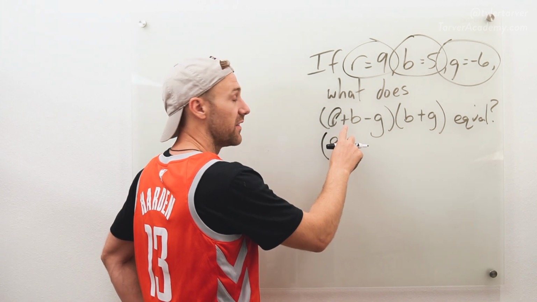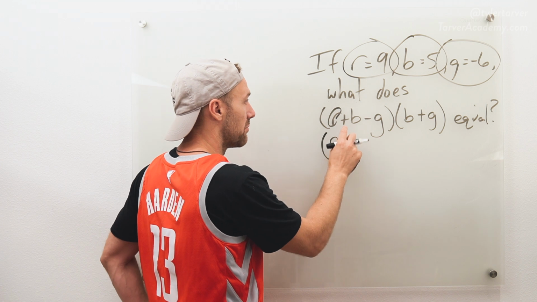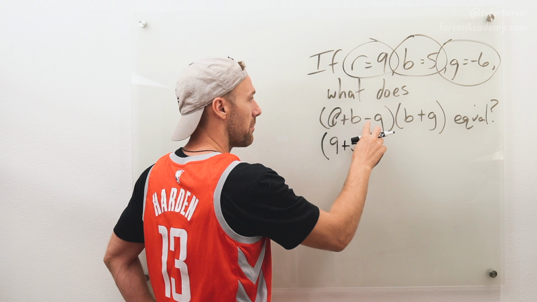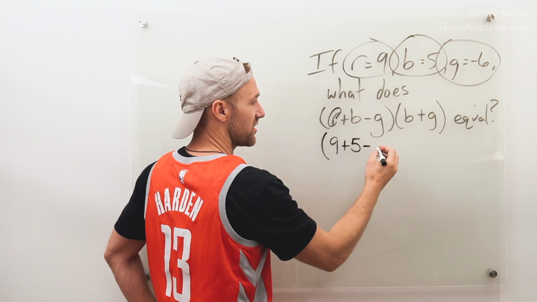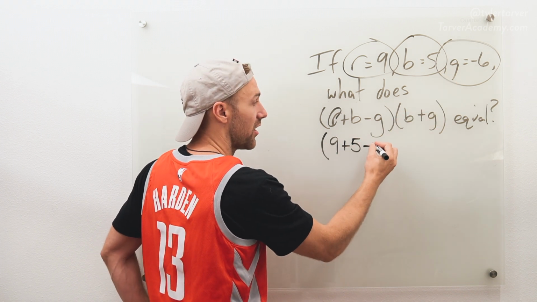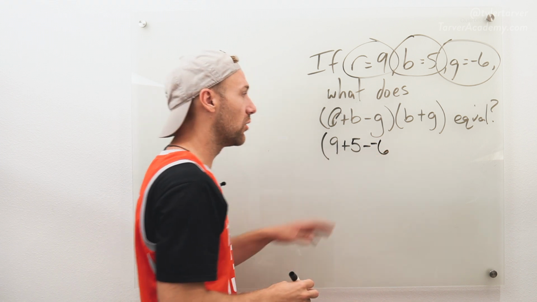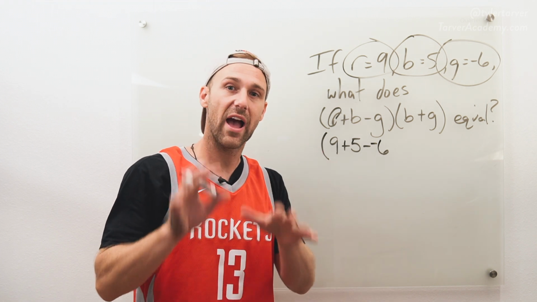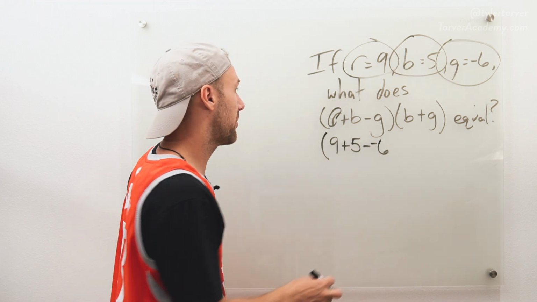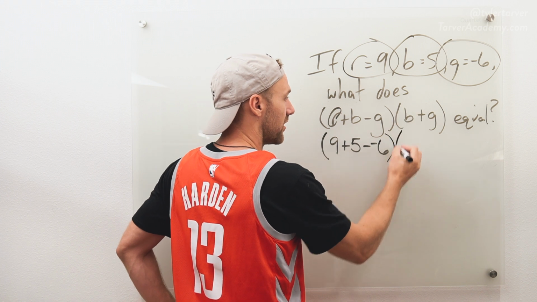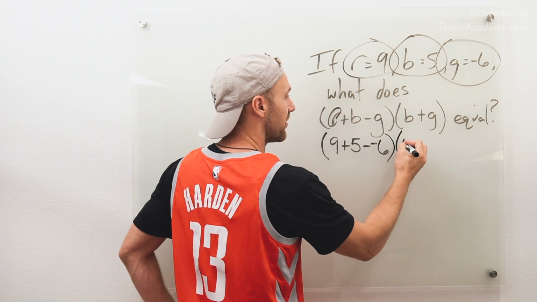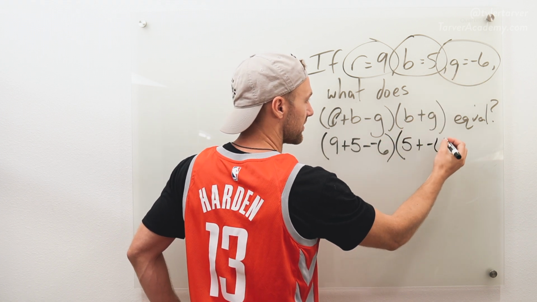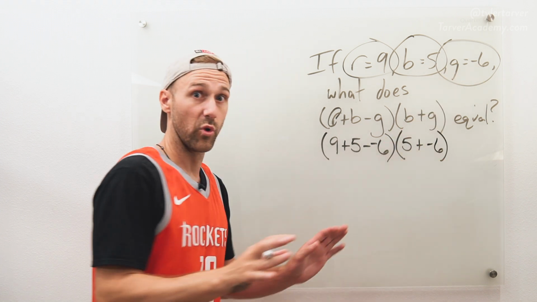Okay, so 9. This is where we got to be careful on the signs. Plus B, which is 5. Minus sign, G, which is -6. This would have been tricky right here. Make sure you put -6. Don't look at it and go, oh, well, we've got the minus sign from here, so I don't have to put that. You have to put it, okay? So don't mess up right there. Close parentheses, new parentheses, B is 5, plus sign, G, which is -6. Okay. We're good to go.